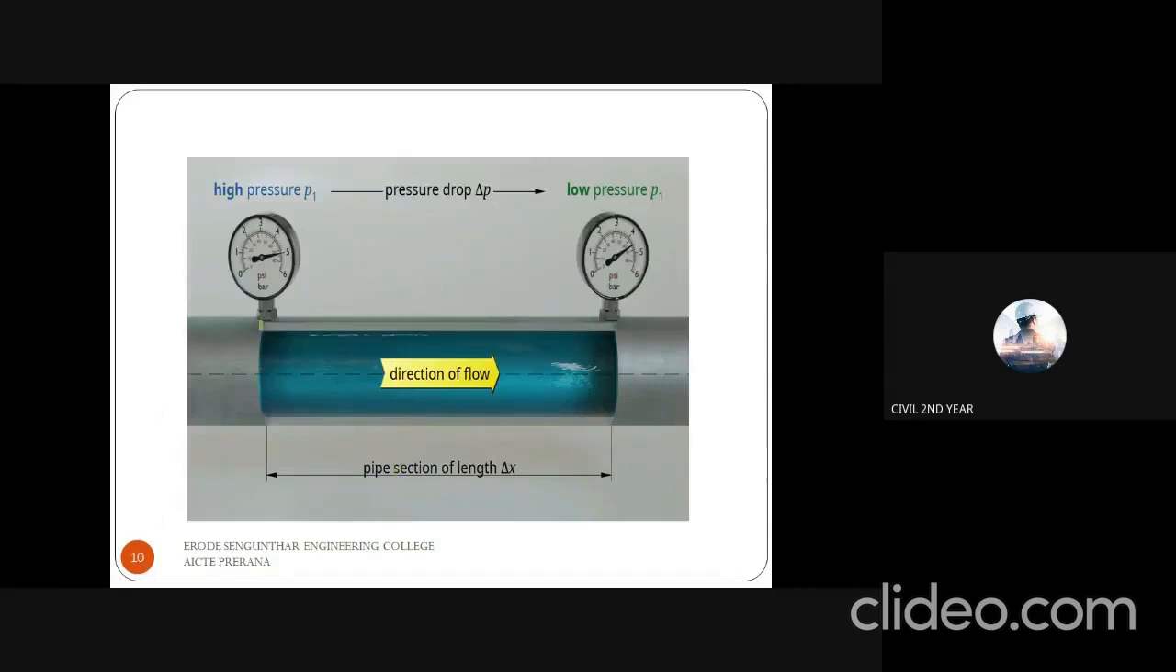So this is the pipe. Here one pressure gauge is fitted, and here another pressure gauge is fitted. This pressure gauge shows the higher pressure, nearly 5, above the 5. The other pressure gauge is showing below the 5. So there is definitely some pressure difference. We consider from here to here a length, which we take as del x. Flow takes place in this direction.